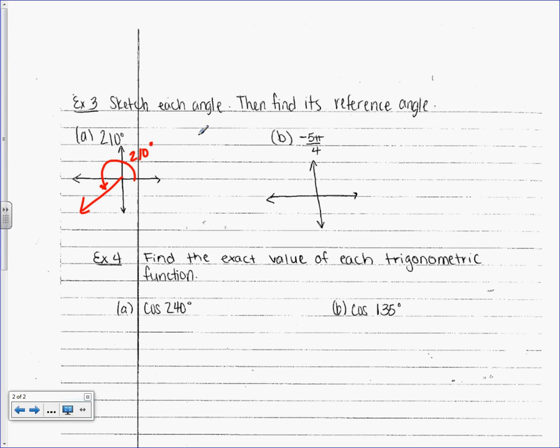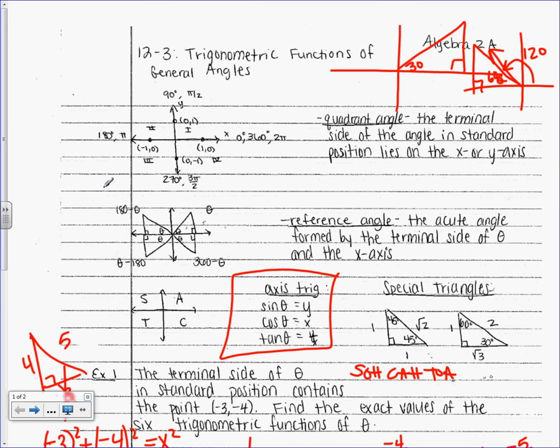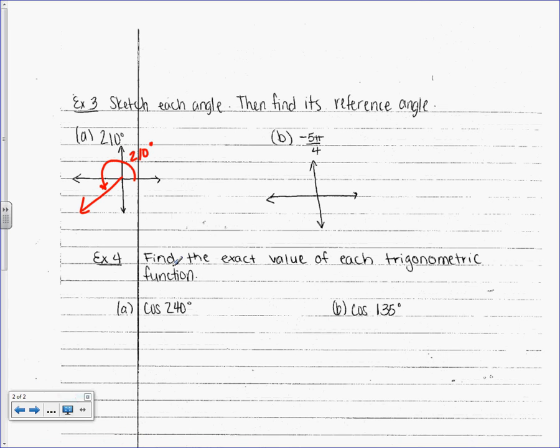What quadrant am I in? 3. Go to your bow tie. Quadrant 3. And there's my formula, theta minus 180. So I'm going to take, without a calculator, 210 minus 180. And what do I get? 30 degrees. Our reference angle is 30 degrees.